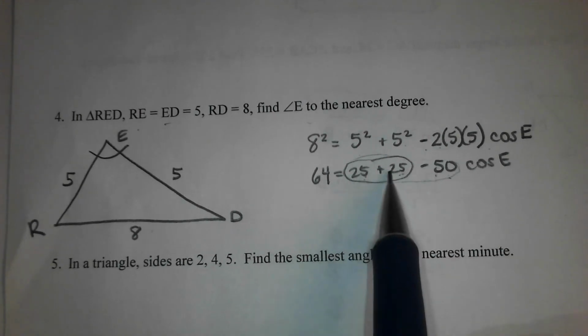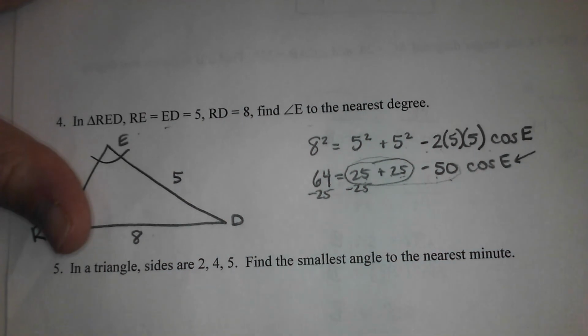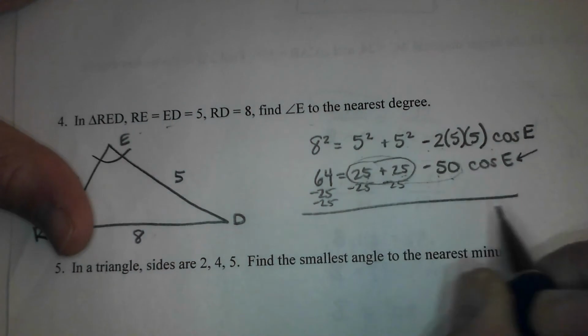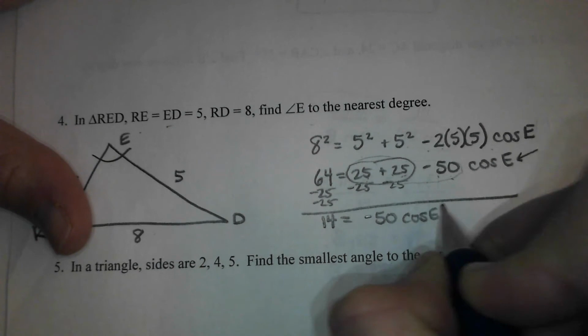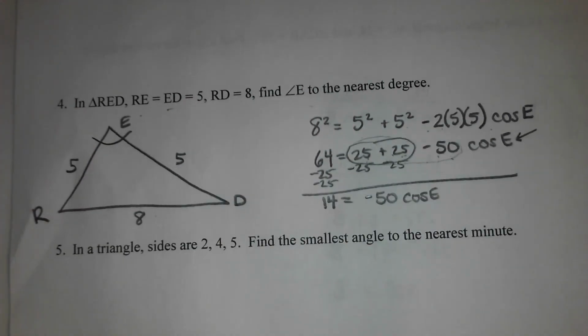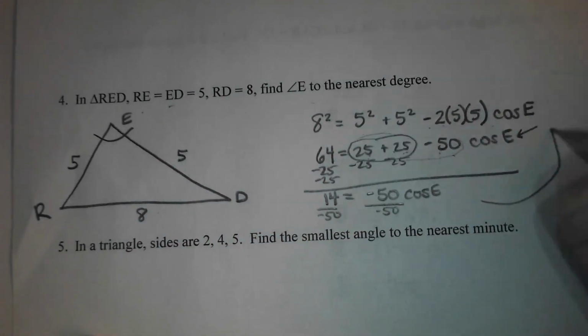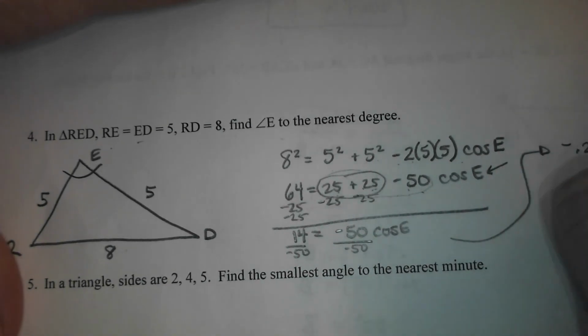So you can combine them if you want. You can subtract them over individually if you want. But we're on a mission to isolate E. So if you subtract that first 25 over and subtract that next 25 over, you have 14 equals negative 50 cosine of E. I don't add over the 50, right? For the same reason I didn't combine all 3 of those numbers. You have to divide over the negative 50 because it's a coefficient. So you divide over negative 50. And 14 divided by negative 50 is negative 0.28, which equals the cosine of E.